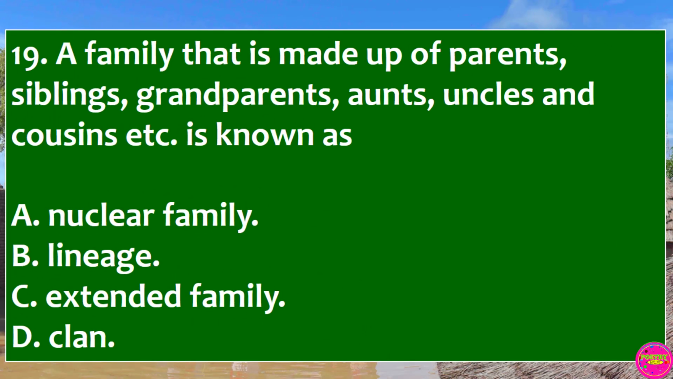Question 19. A family that is made up of parents, siblings, grandparents, aunts, uncles, and cousins is known as A. Nuclear family. B. Lineage. C. Extended family. D. Clan. The correct answer to this question is C. Extended family.